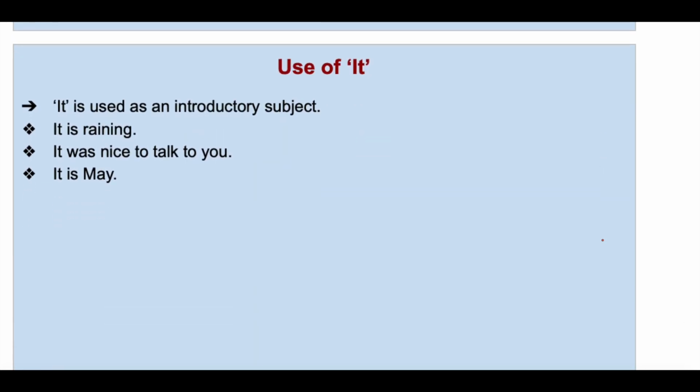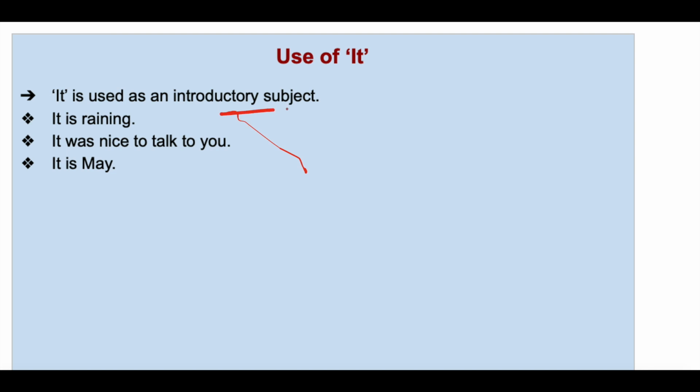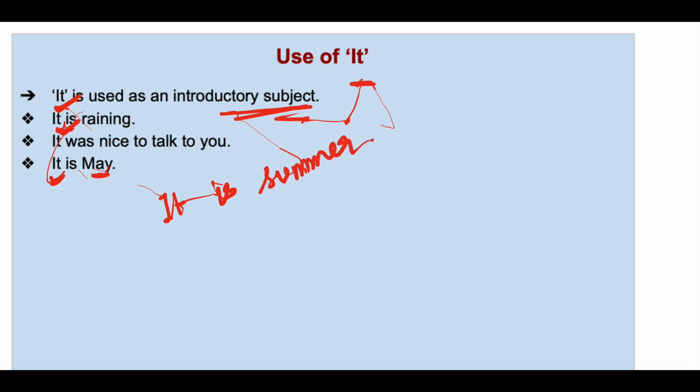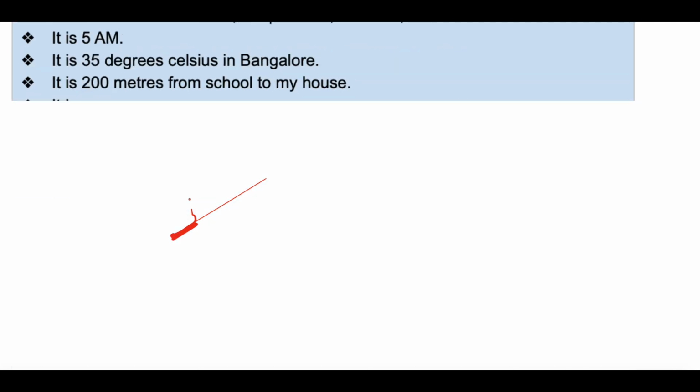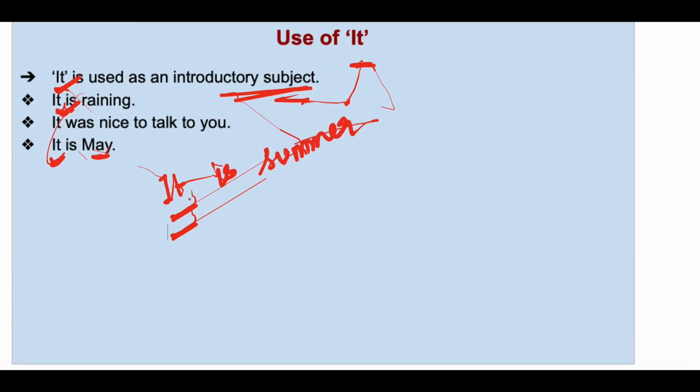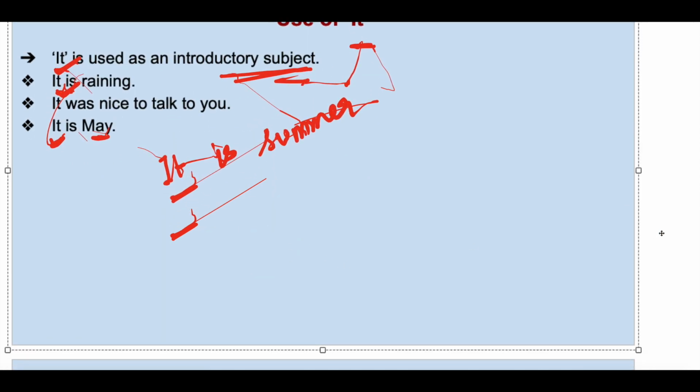Next, it is used as an introductory subject, that is when you don't have a subject, you can use it to start the sentence. That is it is also called a pseudo subject. It is raining. It was nice to talk to you. It is May, that is it is May month. It is 5 o'clock. It is summer. So it is used as an introductory subject. Actually this is not a subject, but here this acts as a pseudo subject.